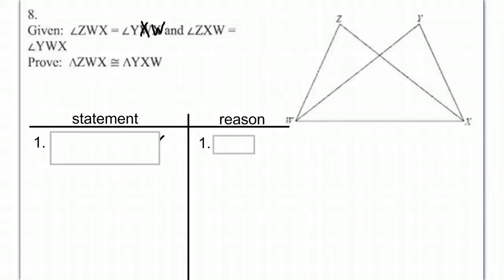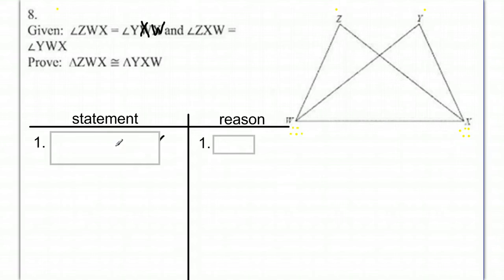Geometry section 3.4, problem number 8. We have two overlapping triangles here, and we are trying to prove that they are congruent to each other. We are trying to prove that ZWX, so this triangle right here in that order, is congruent to YXW. And so you can see that it goes in this specific order here along the sides.